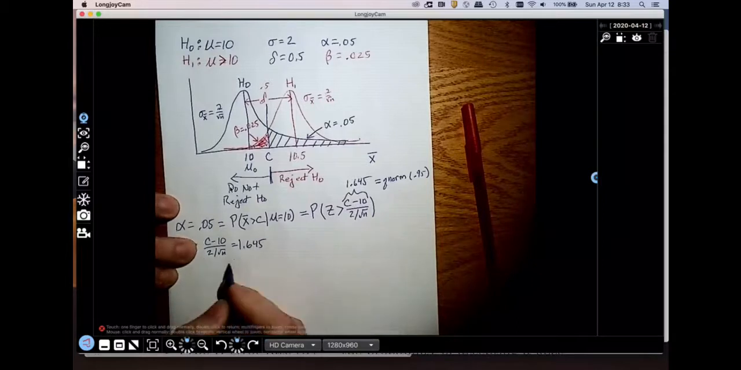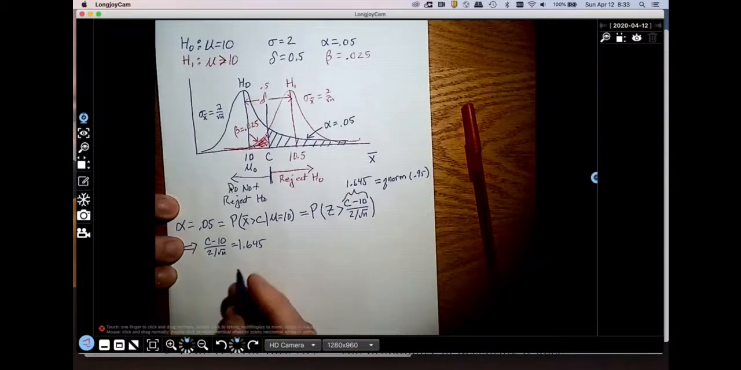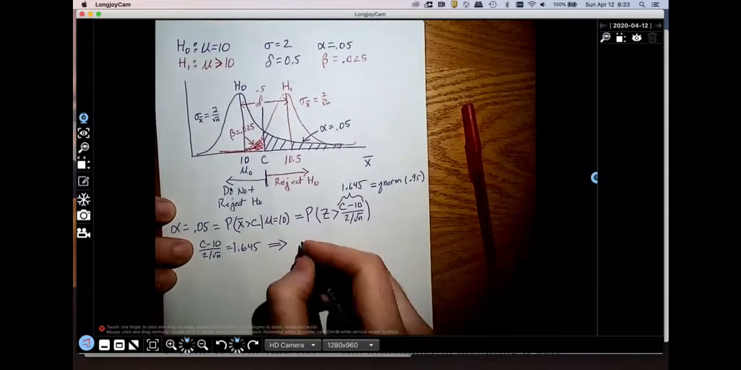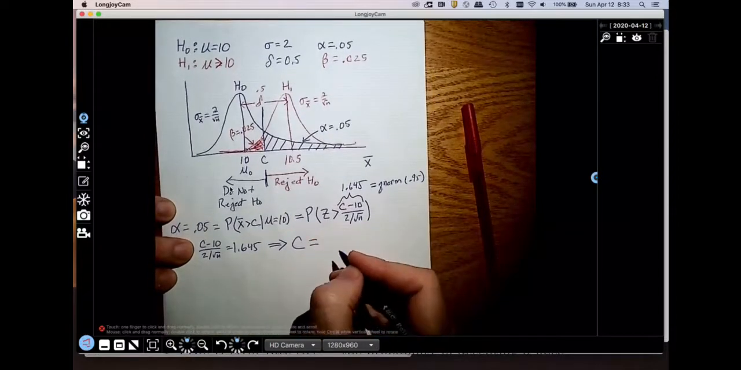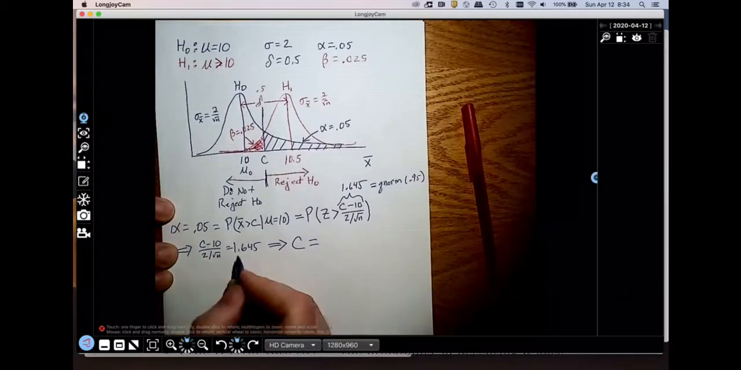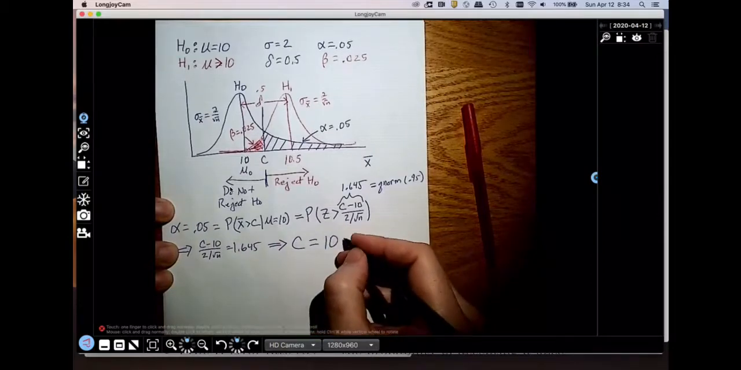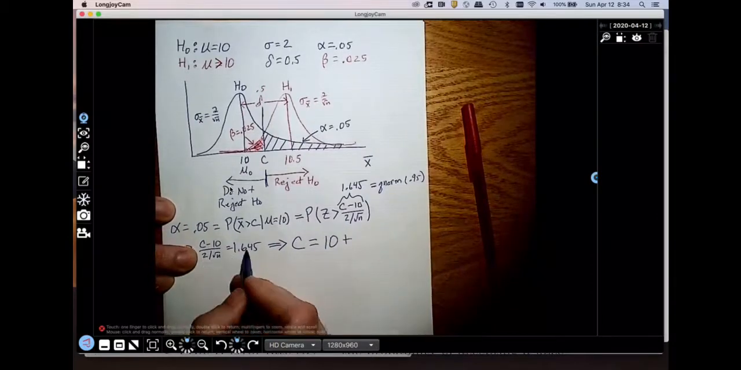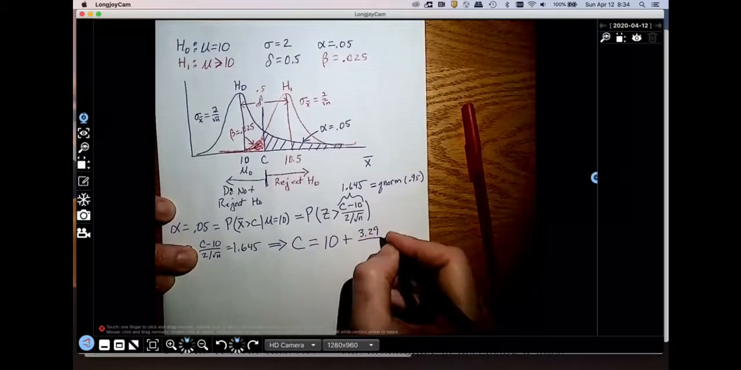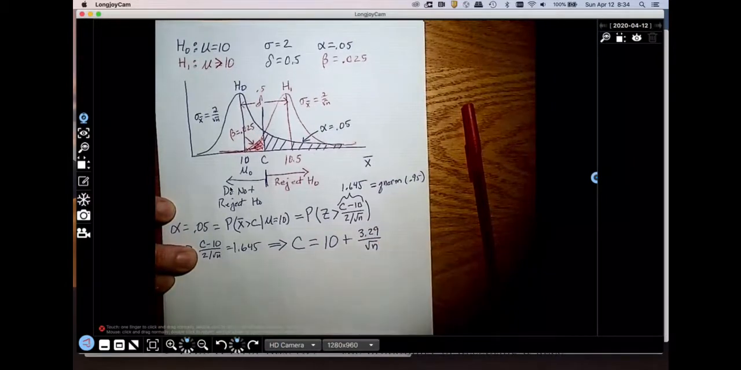All right, so let's now go solve this. So this is going to tell me that c minus 10 divided by 2 over root n is equal to 1.645. I can easily solve this for n, or for c, pardon me. So I'm just going to write this implies c is equal to, so I'm going to multiply both sides by 2 over root n, and then move the 10 over to the other side. So it's just 10 plus, what's 2 times 1.645? That is equal to 3.29 divided by the square root of n.